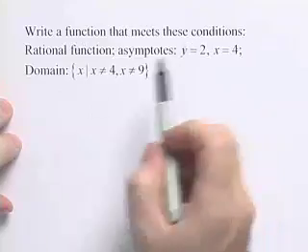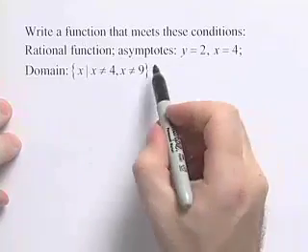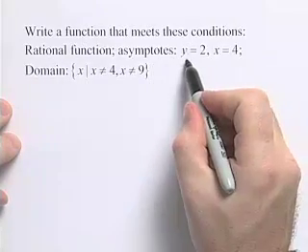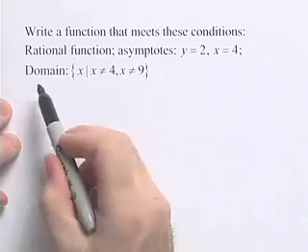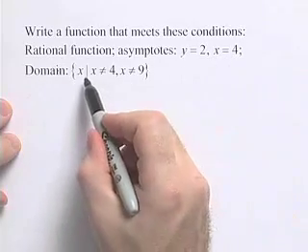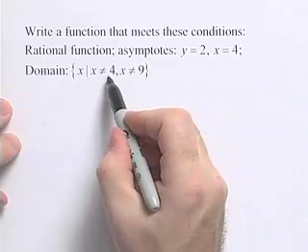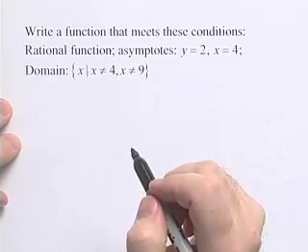For this problem, we're going to write a function given certain conditions. Here we want to write a function that's a rational function and has some asymptotes. We have a horizontal asymptote, y equal to 2, and we have a vertical asymptote, x equals 4. The domain of our rational function needs to be the set of all real numbers, such that x is not equal to 4 and x is not equal to 9.